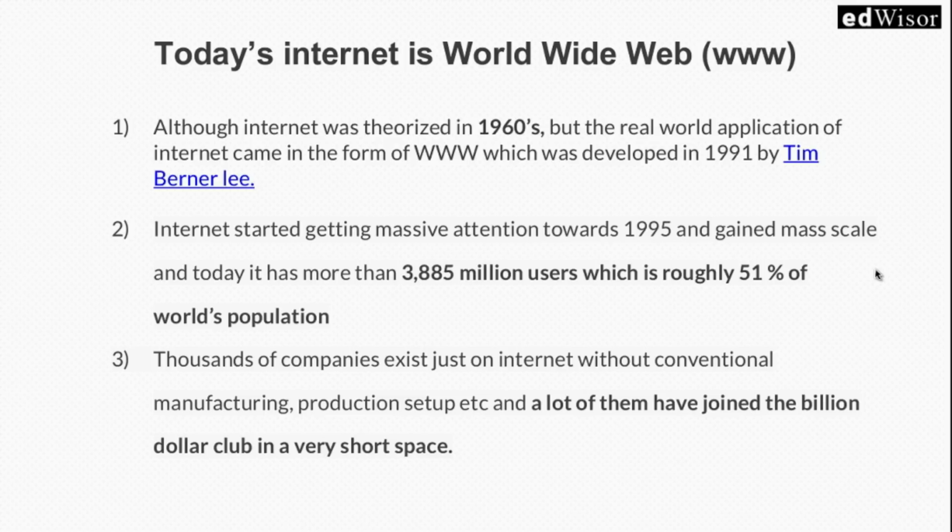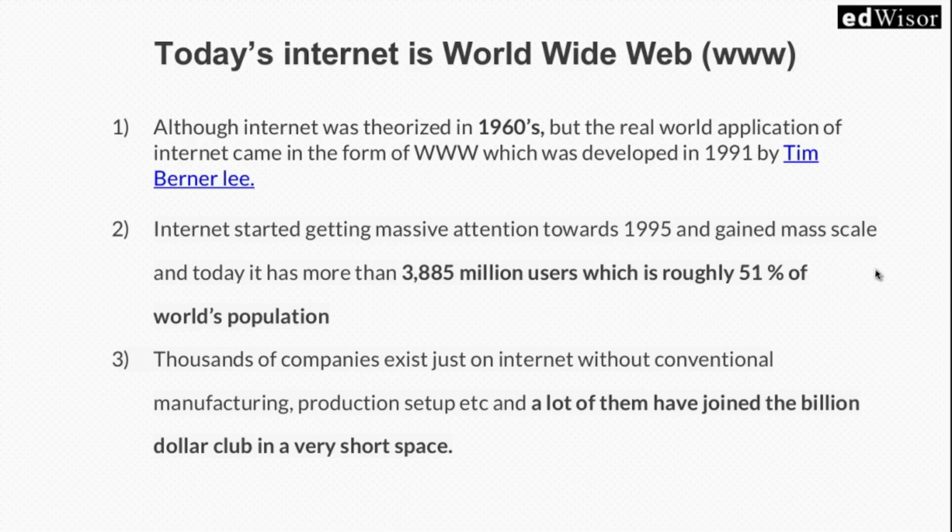In 2017, when this video is being recorded, there are more than 3,885 million users on internet, which is roughly 51% of the world's population. It may come as a surprise to some people that a lot of people are still to come on internet. Although we didn't imagine that, right? But a lot of companies are making an effort towards bringing these people online. And the third fact, which is quite known to all of us, is that there are thousands of companies that exist just based on internet. They are called internet businesses.